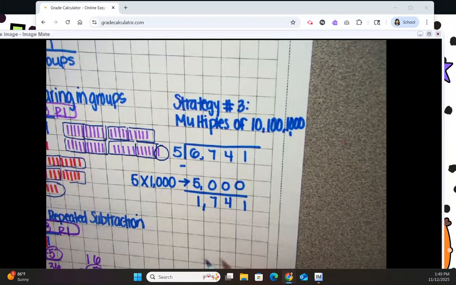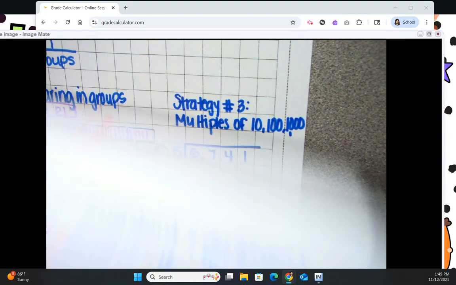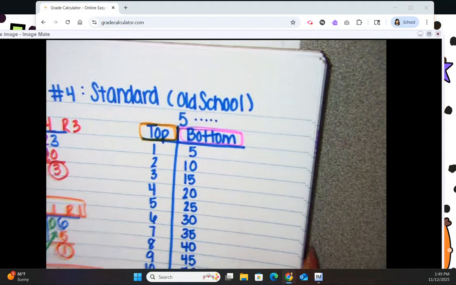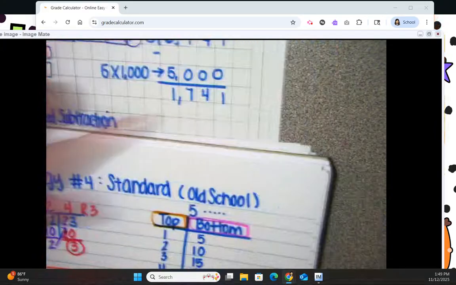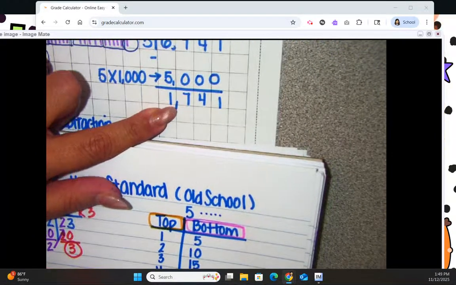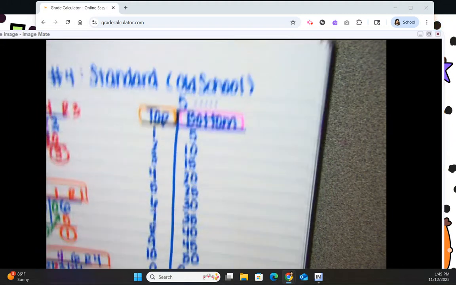So now what do you think? What can I multiply to get me the closest to 1,741? Well, let's look at our multiples of 5. I want to get close to 1,741.